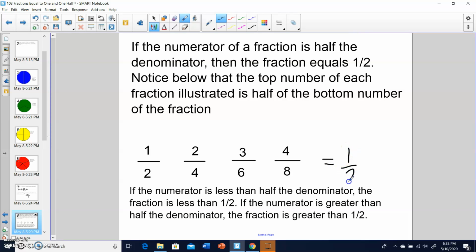If I had 4/8 of a pizza, I would have half of a pizza. If I have 3/6 of the pizza, I would have half of the pizza. If I have 2/4 of the pizza, I have half the pizza. If the numerator is less than half of the denominator, then the fraction is less than half. If the numerator is greater than half of the denominator, then the fraction is greater than half.